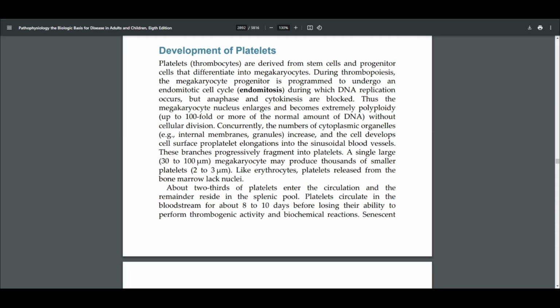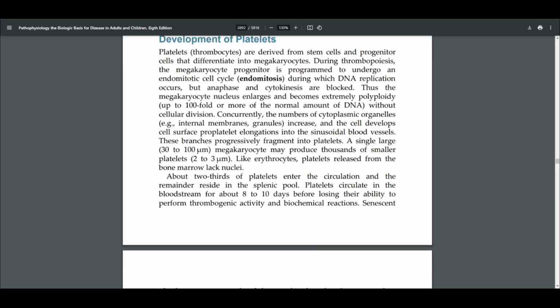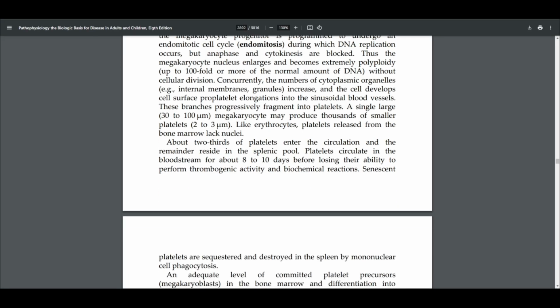Concurrently, the number of cytoplasmic organelles increases and the cell develops cell surface proplatelet elongations into the sinusoidal blood vessels. These branches progressively fragment into platelets. A single large megakaryocyte may produce thousands of smaller platelets. Like erythrocytes, platelets released from the bone marrow lack nuclei.